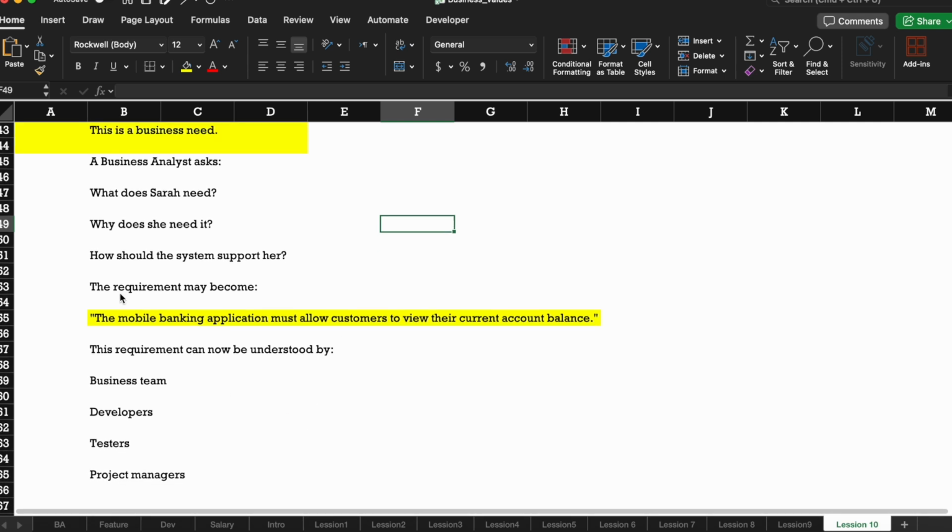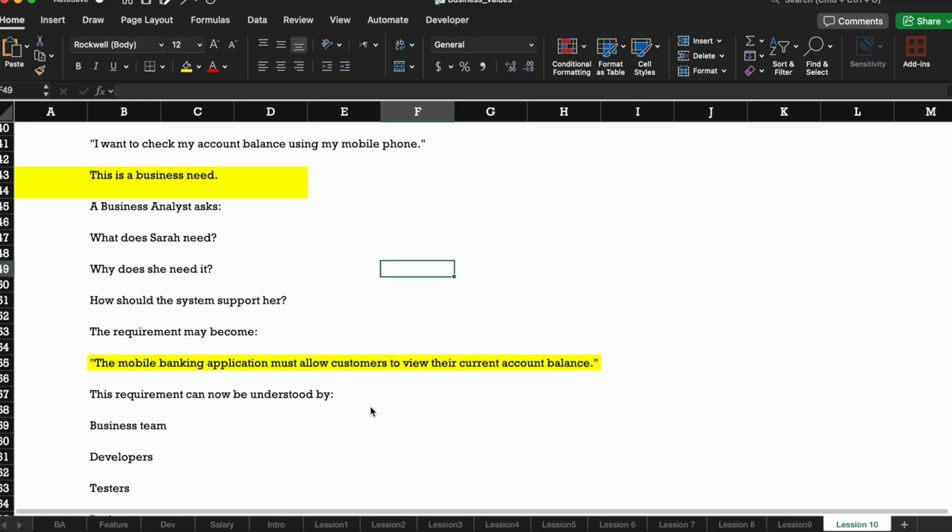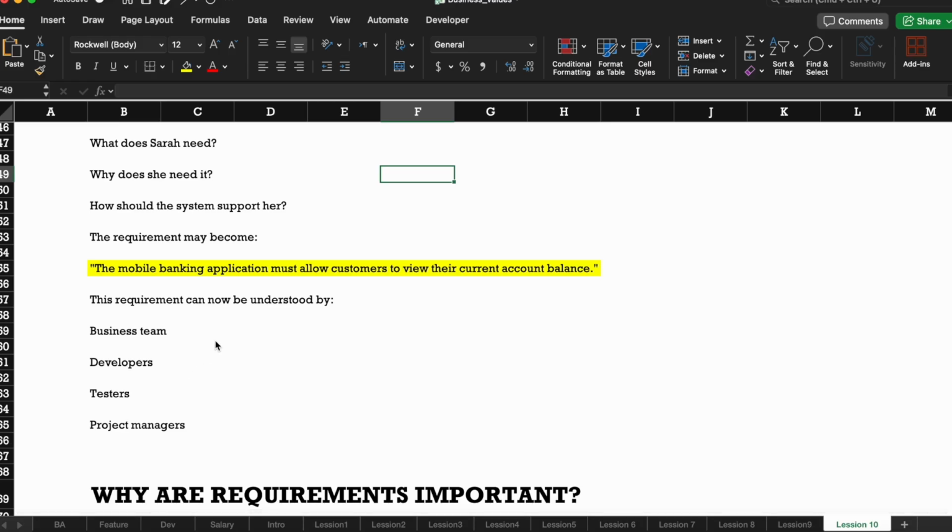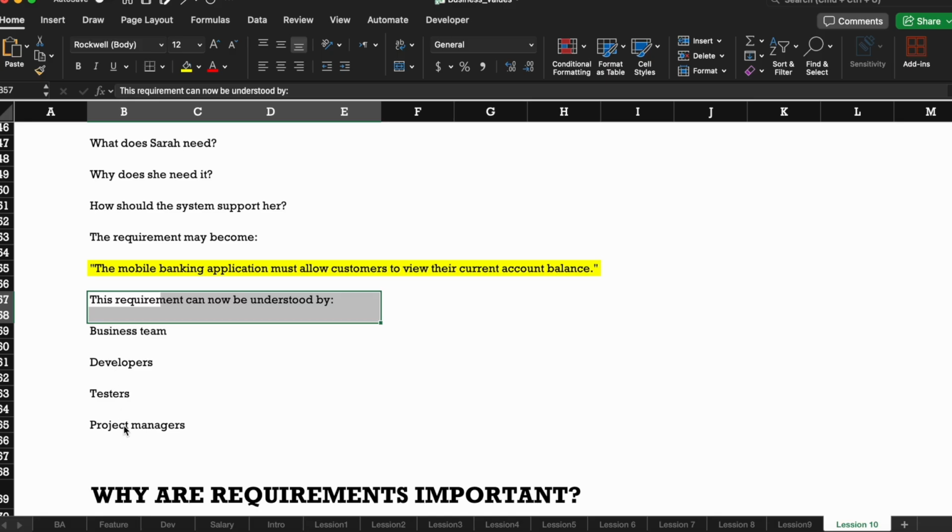This way the business understands, and this way the technology team understands what to build, right? So the business analyst should be able to translate from here to there and there to here, which is business to technology team, IT team to business need, right? This requirement can be understood by the business team, developers, testers, and project managers. So the business analyst has to change the terminologies and explanations based on the audience you are addressing, right? It's the same need, but you have to explain and document in a different way.